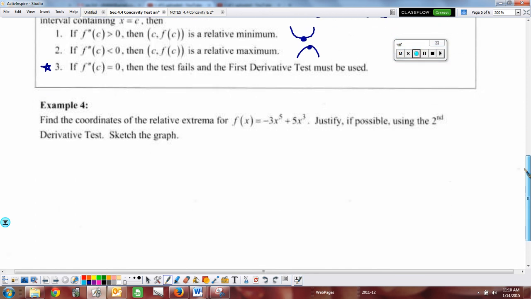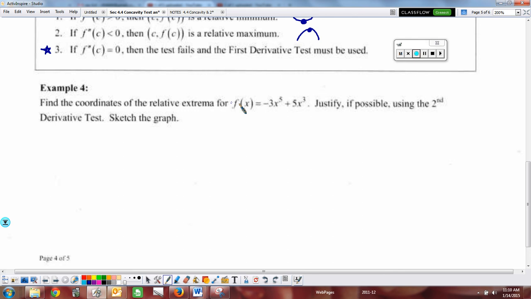Alright, so let's take a look at example 4. I want to find the coordinates of the relative extrema, and I want to justify if possible using the second derivative test. I could do it with the first derivative test, and on the AP they don't care whether you use first derivative or second derivative justifications. I'm just going to do this one using the second derivative because it's really easy to find.